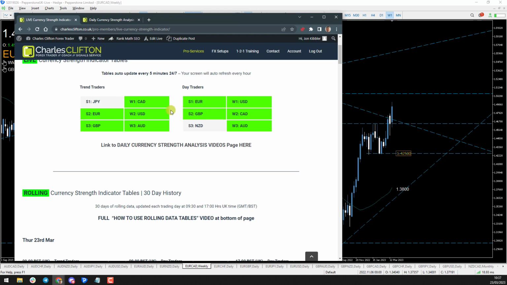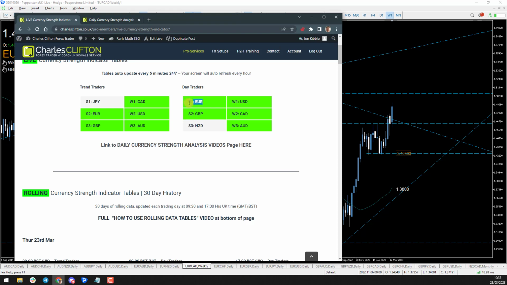be trading? Well, we've got the euro as the strongest currency on the day traders, and the second strongest on the trend traders. We have the pound as the second strongest on our day traders, the third strongest on the trend traders. We have the Canadian dollar as the weakest currency on the trend traders and the second weakest on the day traders. We have the dollar as W1 on the day traders and W2 on the trend traders. And we have the Australian dollar as W3 on both.